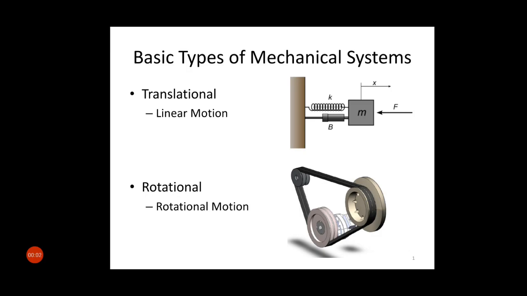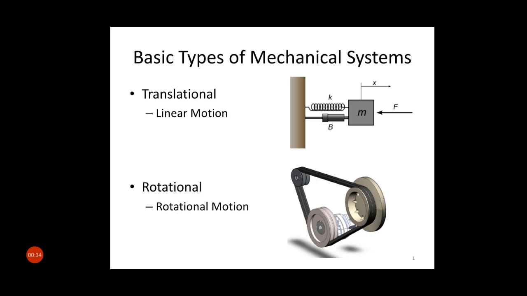Hello student, today we are going to discuss modeling of mechanical system. According to the motion of system, we are going to model this mechanical system. We are going to classify this mechanical system into two basic types. First one is translational mechanical system and second one is rotational mechanical system.